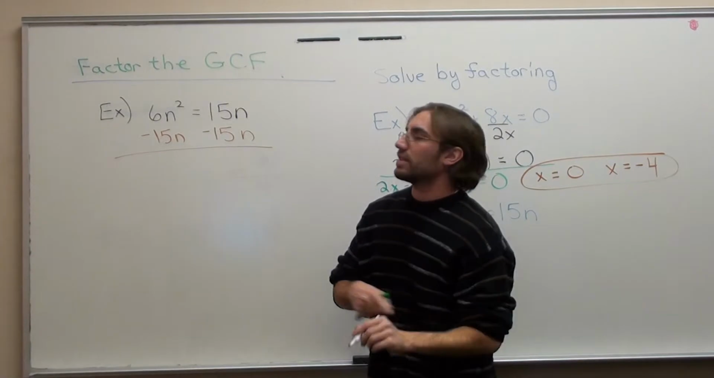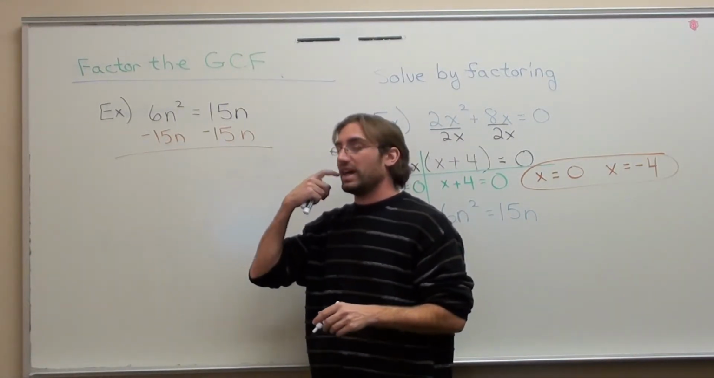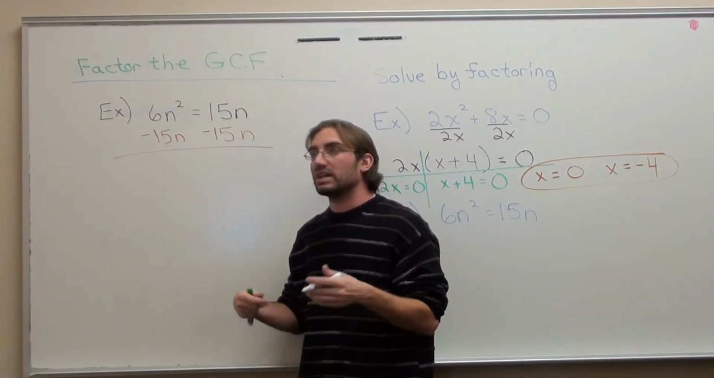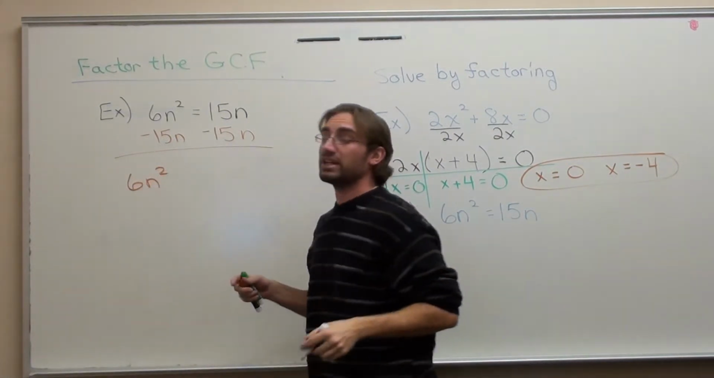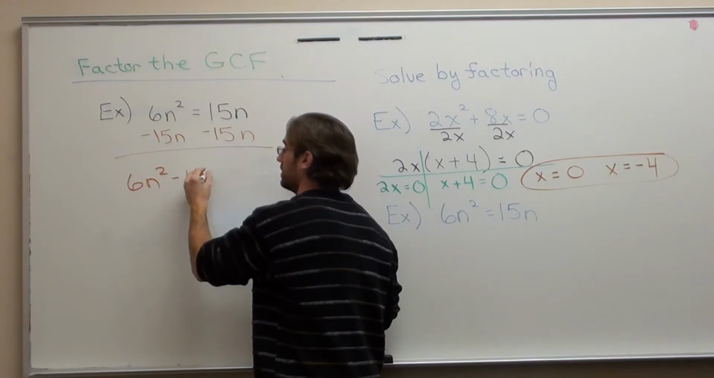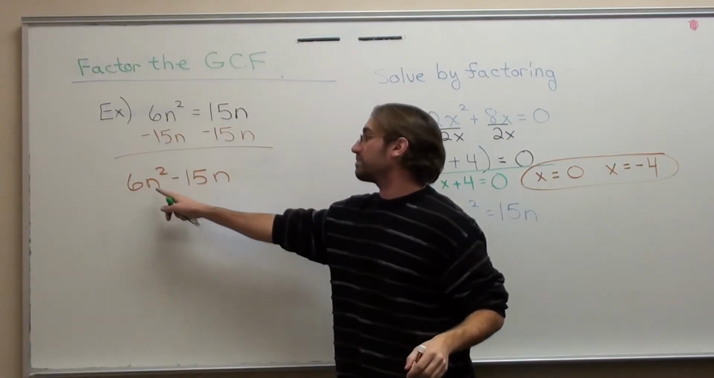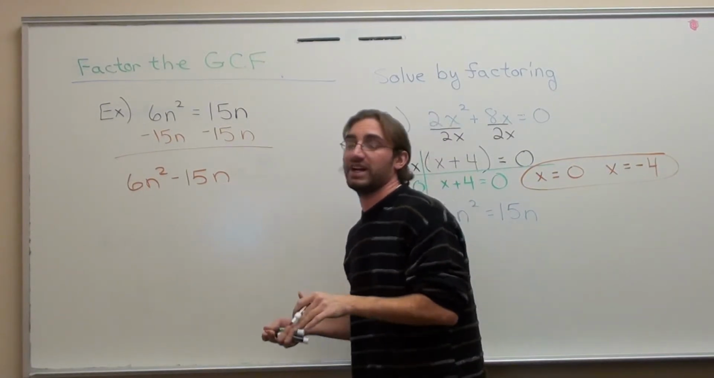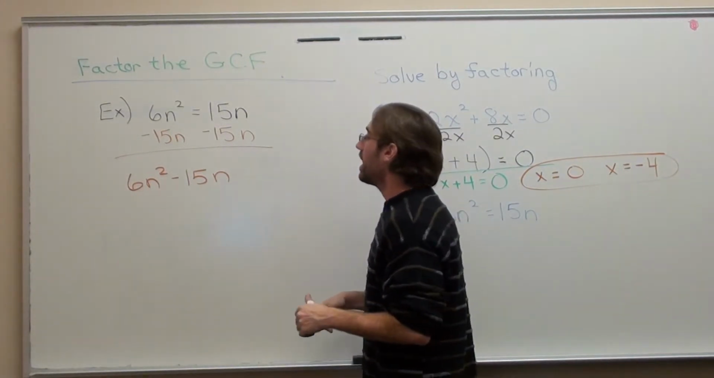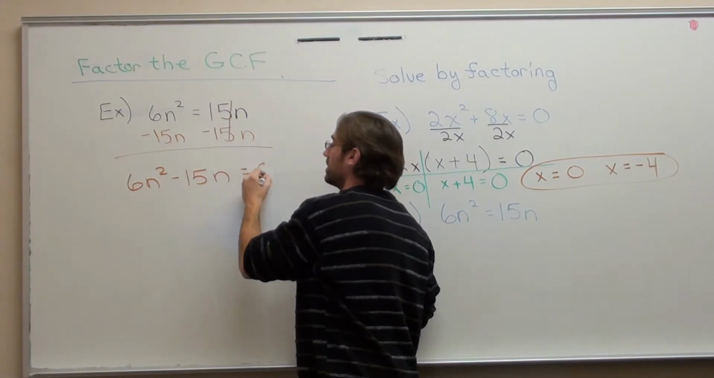Okay. This is not negative 11n. It's not negative 11n squared. It's 6n squared subtract 15n. That's because n squared and n are not like terms, so I can't add or subtract them. I can multiply or divide them, but I can't add or subtract them. And it's equal to 0.